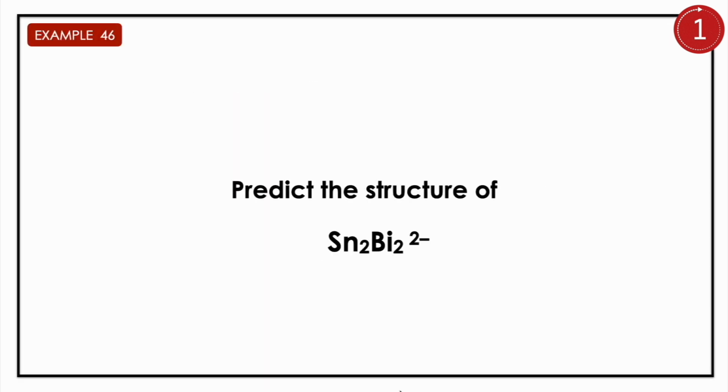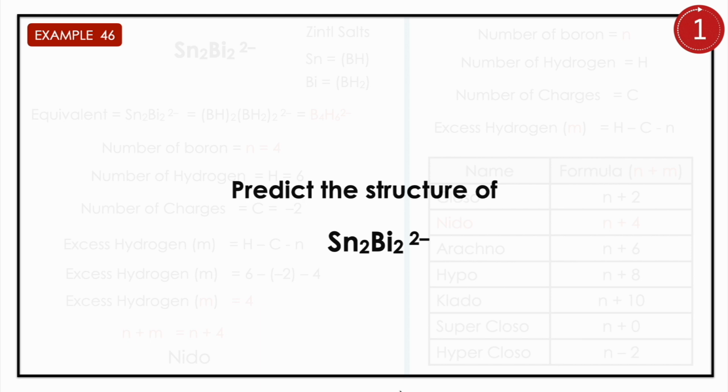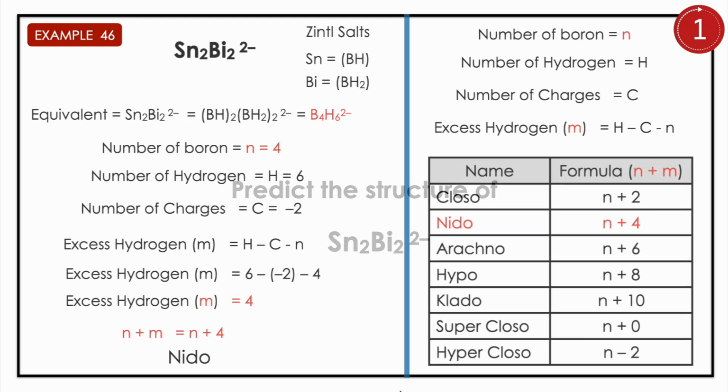Then the next question, the given compound is Sn2Bi2 2 minus, that is a tin and bismuth metal cluster. You should find the structure of the molecule using Wade's rule. Here the given compound is Sn2Bi2 2 minus. It is a bimetallic cluster, technically Zintl salts. So we should write the boron equivalent.